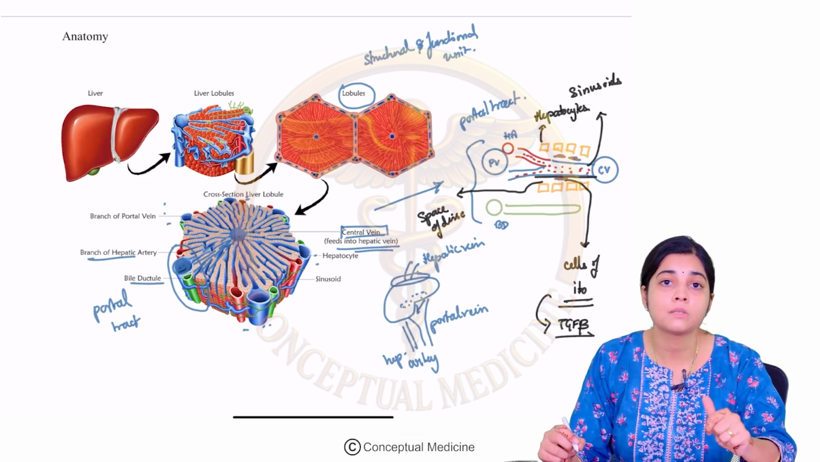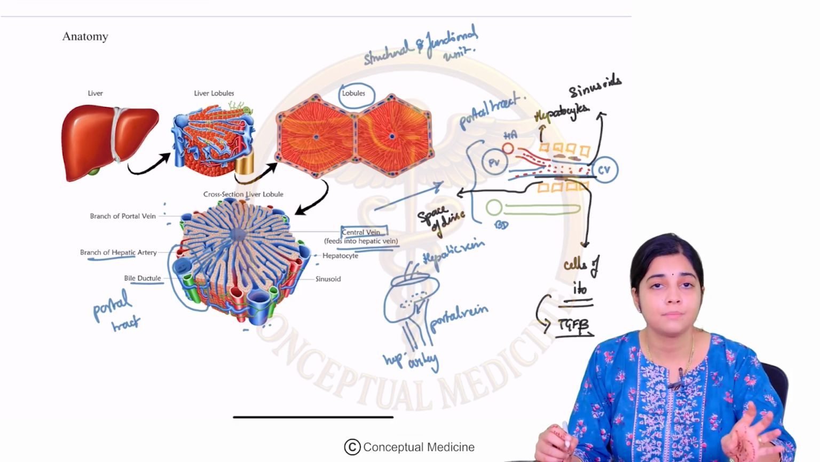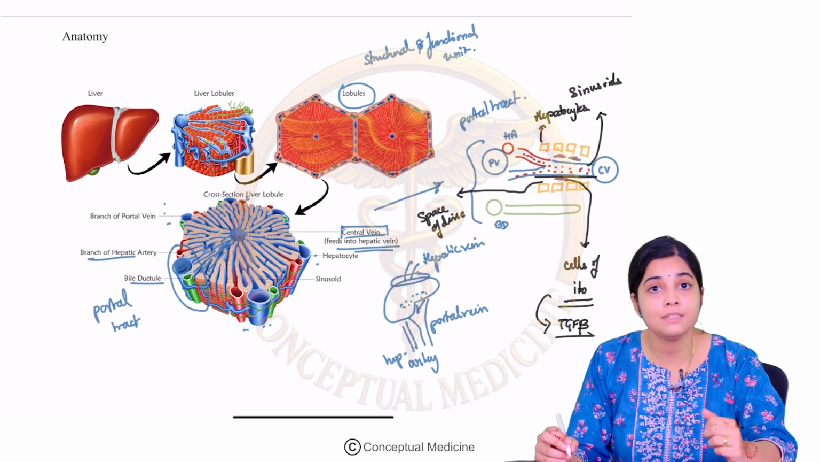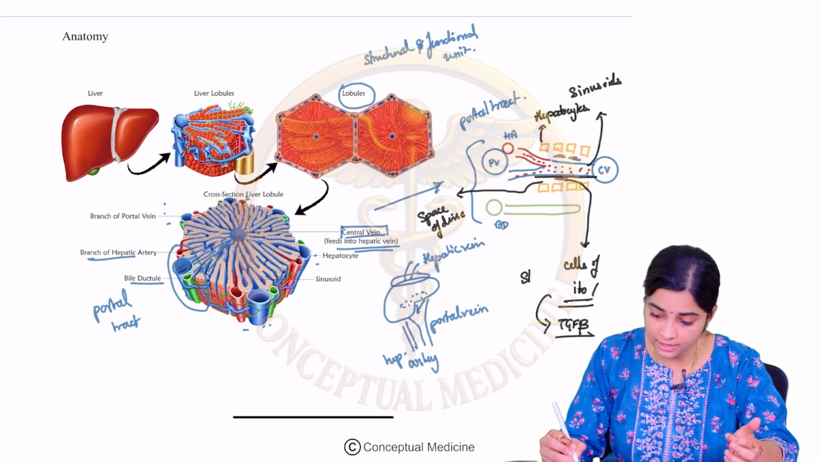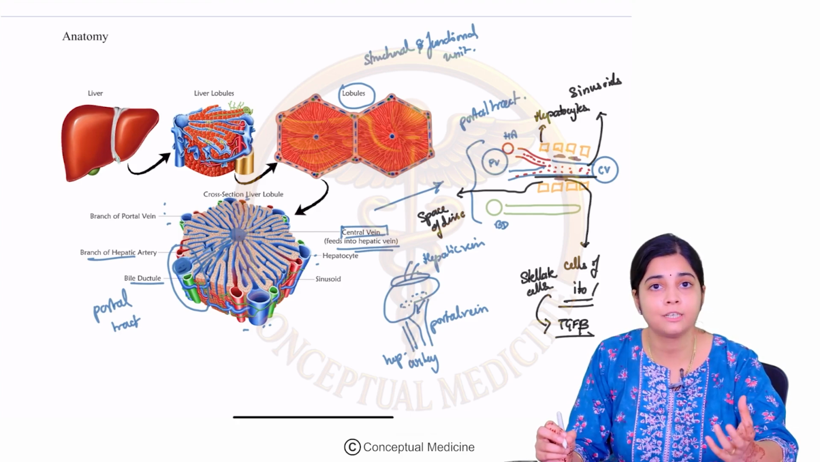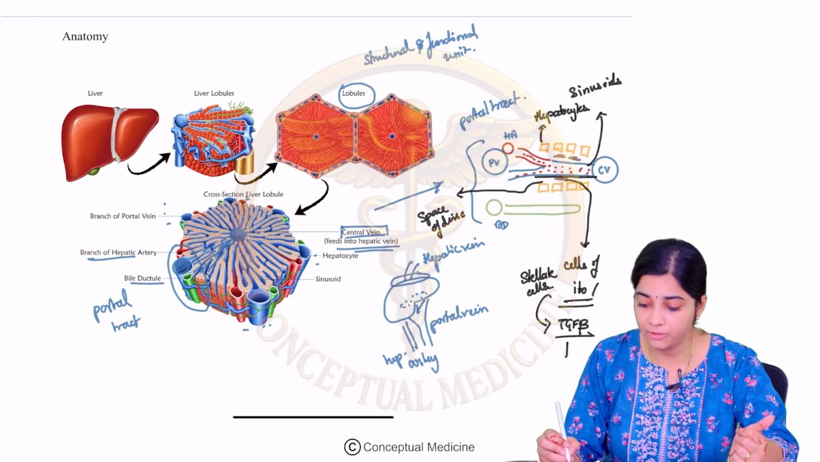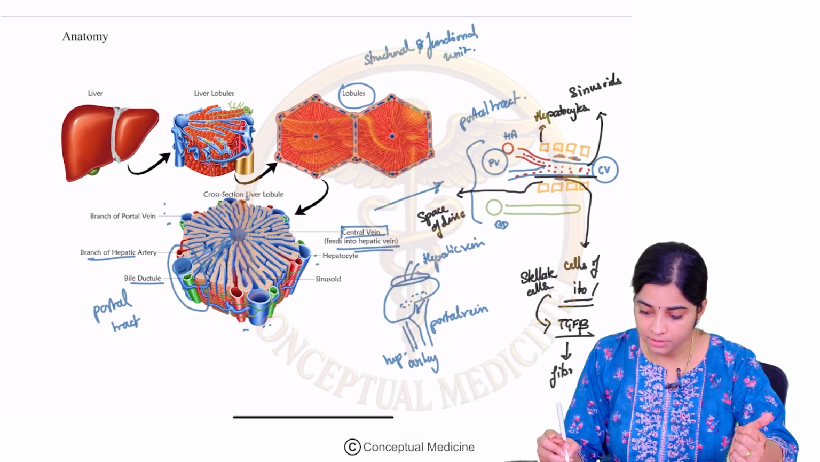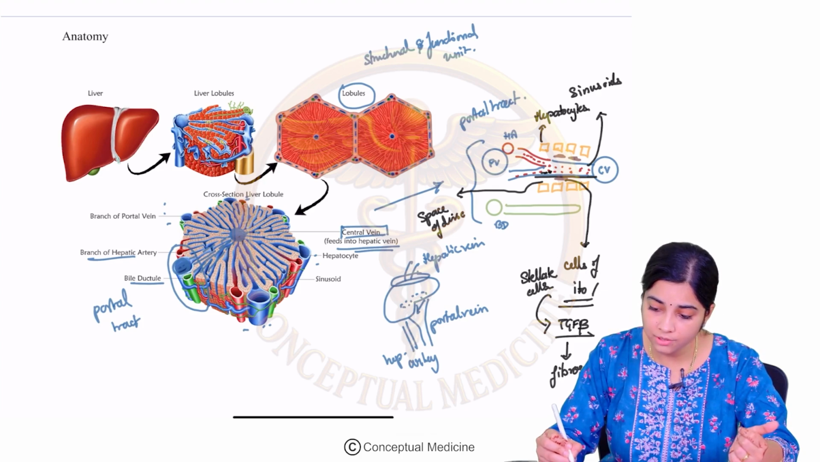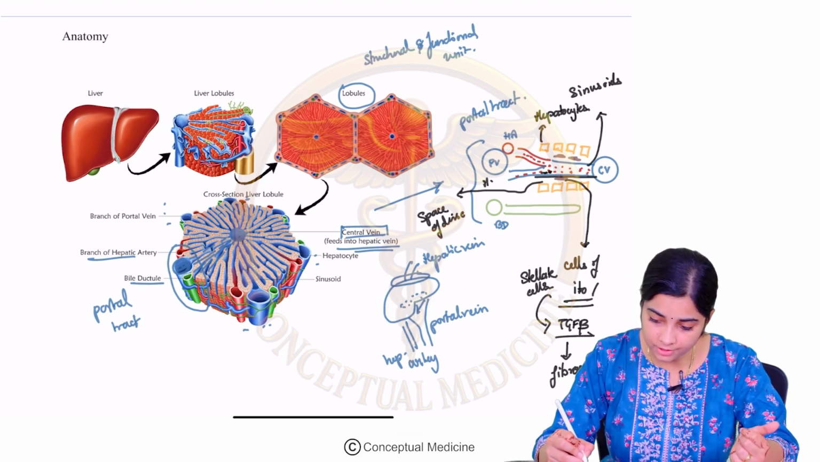Whenever there is cirrhosis of the liver, cirrhosis basically means that there is fibrosis of the liver and destruction of the liver architecture. It is these cells of Ito, also called the stellate cells, which get activated and secrete transforming growth factor beta, which is responsible for the fibrosis. Apart from that, within the sinusoids, we also have a few macrophages.